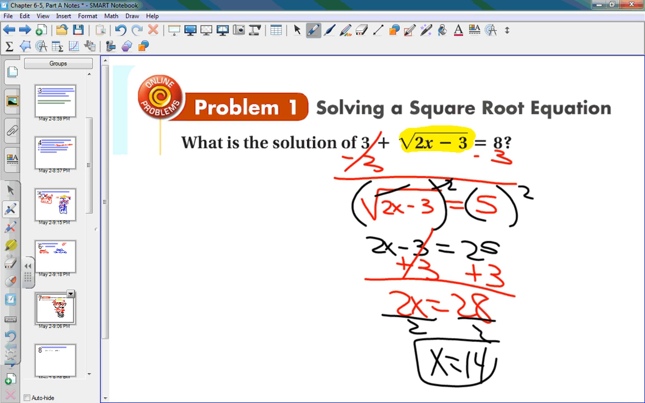So, how do I check to make sure that thing works? I need to plug and chug and make sure that that thing works. So how do I go about doing that? I have 3 plus the square root of 2 times 14 minus 3. Please do that.